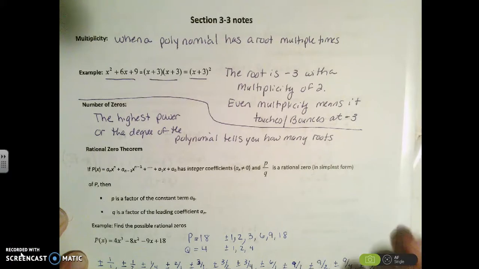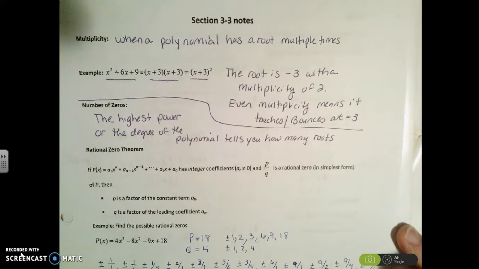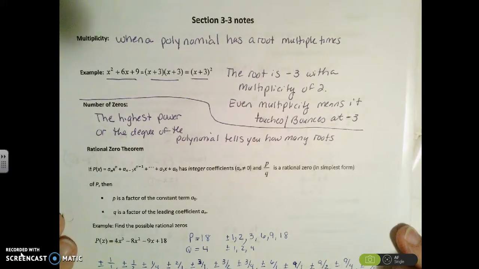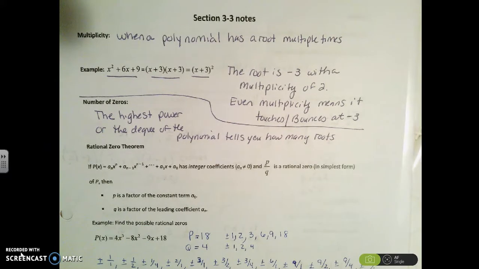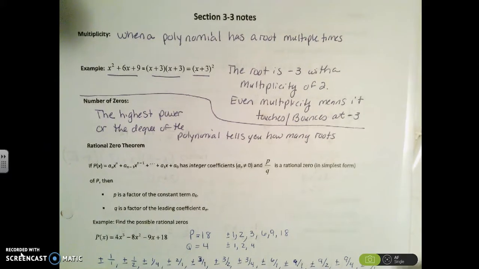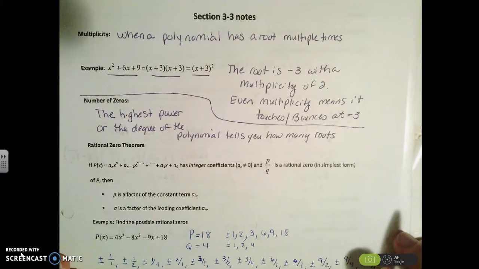All right, we're going to look at section 3.3 notes. There's a lot of information in here. What we're talking about is a couple of concepts. We're talking about finding more zeros, and sometimes you can't necessarily see the zeros, so there are some tricks to figure out what the zeros are.